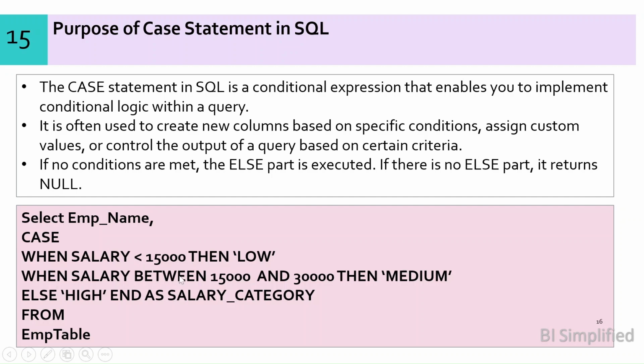When salary is between 15,000 and 30,000, then you will categorize it as medium, else high, and end. So you need to make sure that you end this case statement with this end. After that, you name it as salary category column. So this is how you can, based on your specific conditions, assign some new values and create a new column using case statement. Moving on to our next question.